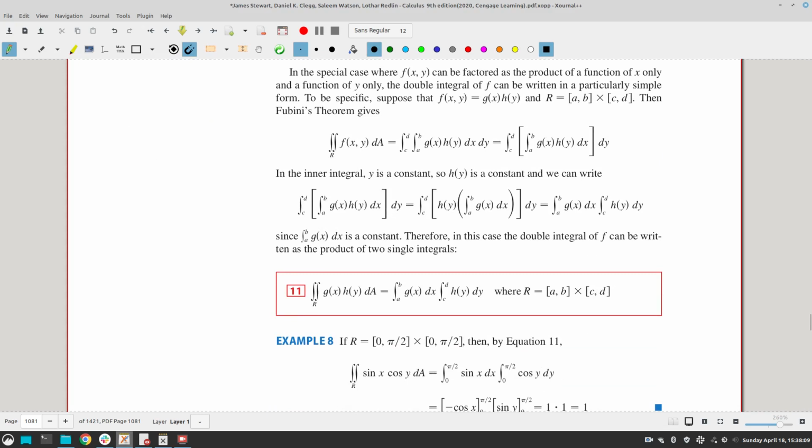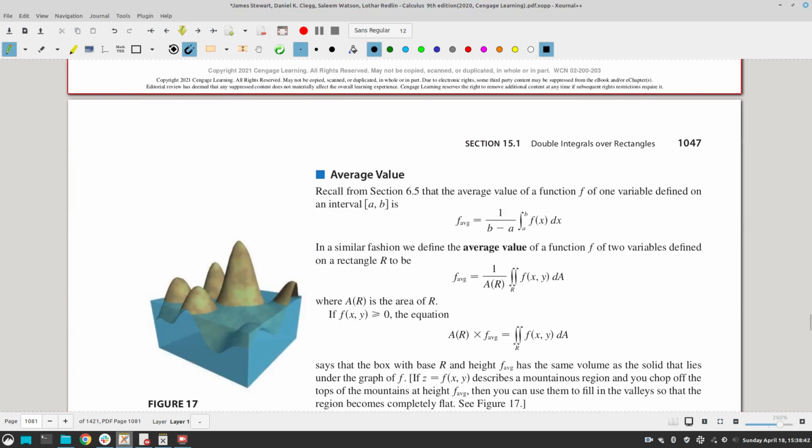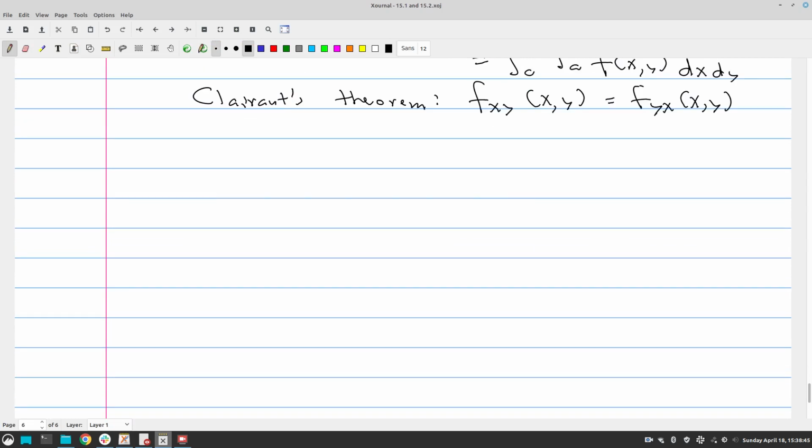Okay, and this one last thing. Fubini's theorem, this one application of Fubini's theorem. So consider a case where f of x, y can be factored into two functions, a function of x and a function of y. So what happens then?